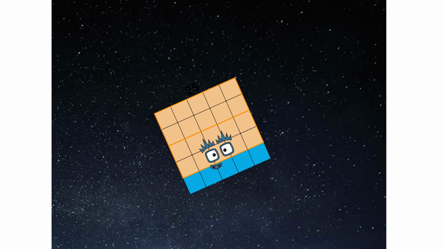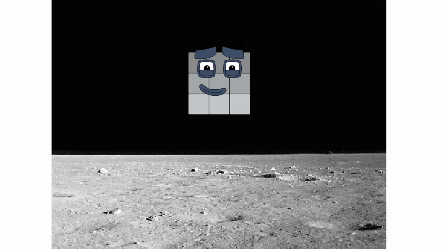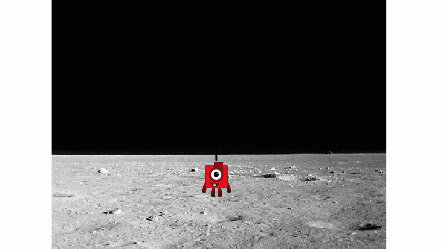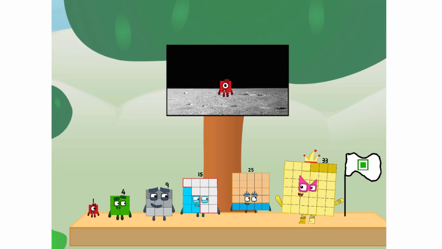Second stage complete. Achoo. Entering lunar orbit. Launching lunar lander. Achoo. The square has landed. We did it. The only thing left now is to plant the square club flag. Numberland, we have a problem.